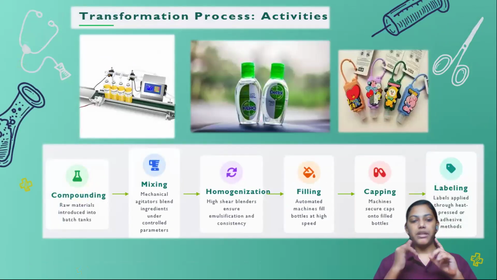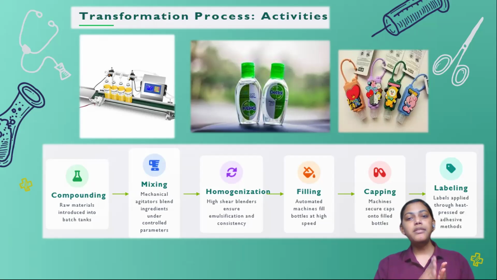Next is the process activities. First is compounding. Materials are introduced into the batch tanks. Then is the mixing. Mechanical agitators blend the ingredients under controlled parameters for a controlled time. Homogenization. High shear blenders ensure the emulsification and consistency of the hand sanitizer. Then filling. Here the hand sanitizer is filled into the bottles or other containers at high speed. Then capping of the hand sanitizer bottles is the next process. The last process is called labeling. Labeling can be done by two types: heat pressed or adhesive methods.